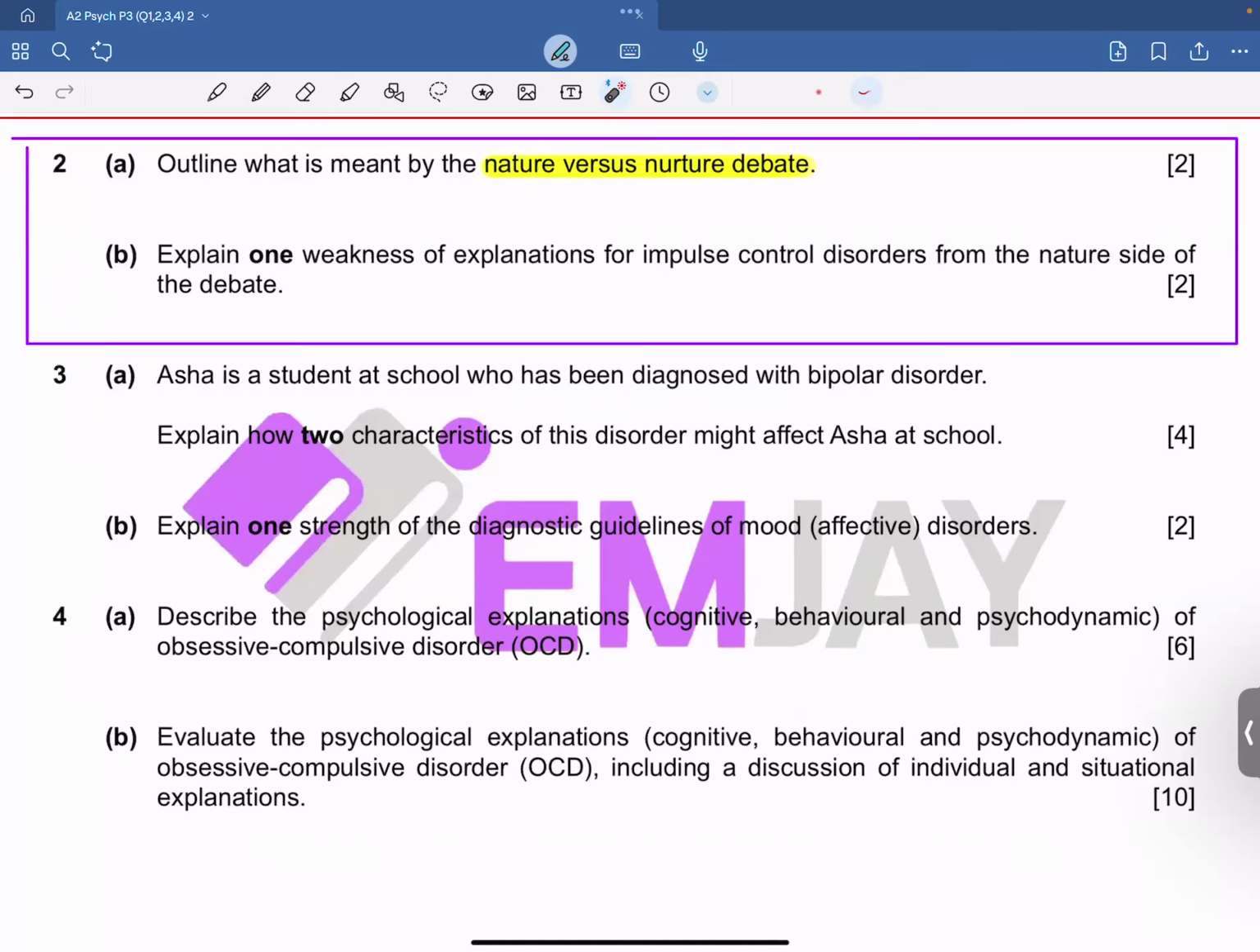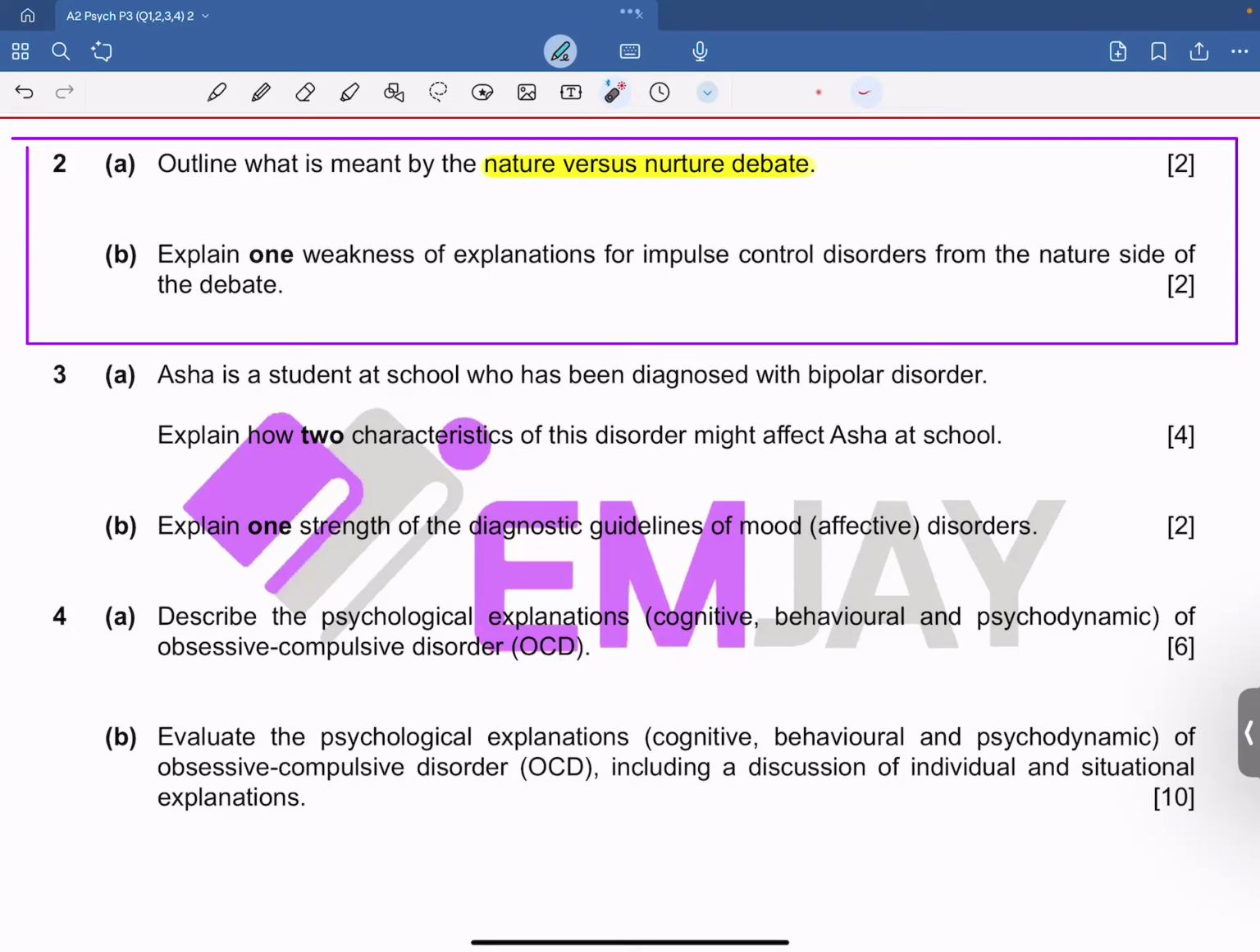The question over here, question number 2, is of 4 marks, and we see this question being divided into 2 parts. The first part of the question reads, outline what is meant by the nature versus nurture debate, number 1. Number 2, explain one weakness of the explanations for impulse control disorder from the nature side of the debate. So, if I talk about this question as a whole, what is expected from us?